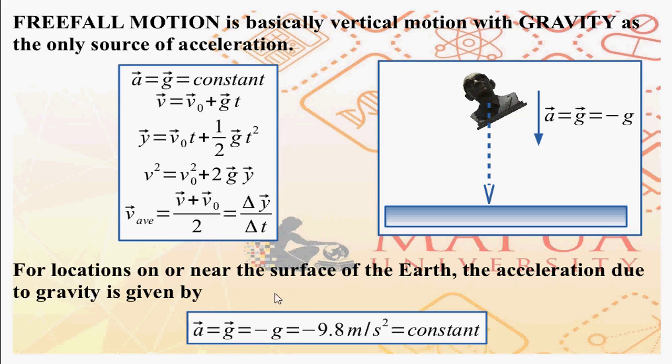It's important to note that the acceleration is negative. It's because the acceleration due to gravity, as far as this course is concerned for the time being, is always heading towards the ground, towards the negative y direction. So acceleration is negative: a equals negative 9.8 meters per second squared.